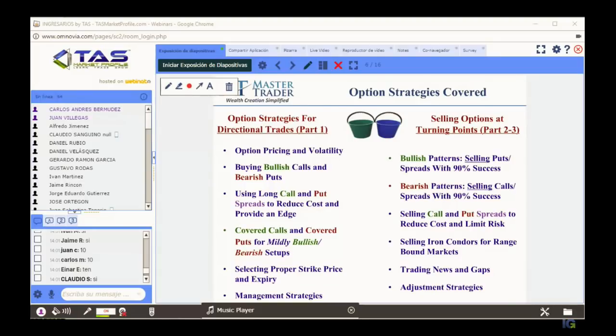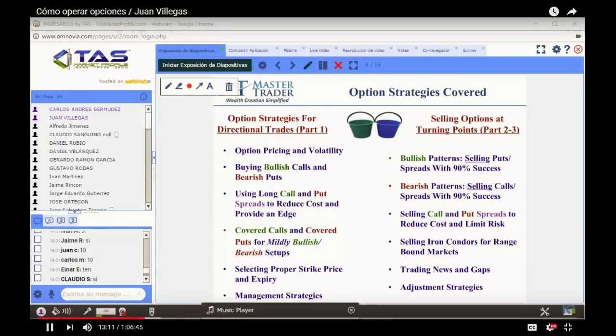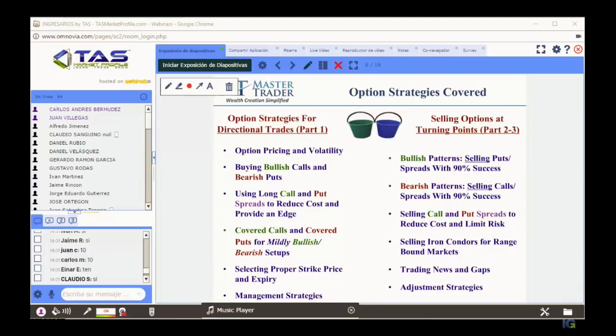If you are not very bullish or bearish, but you're mildly bullish or bearish because the chart pattern suggests a short-term bottom or top, then we're going to show you how to sell calls and puts and spreads to put money in your pocket every day, every week, every month.